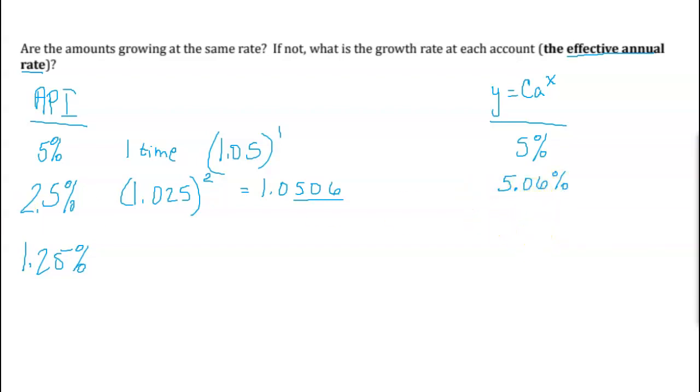The same idea down here, I'm actually doing 1.0125, but instead of it just being once for that year that I'm compounding it, it's actually 4 times per year. And 1.0125 to the 4th power is 1.0509. Not a big difference, but a difference nonetheless. So that means that the actual effective annual rate, how much it actually ended up growing over the course of the year, is 5.09%.